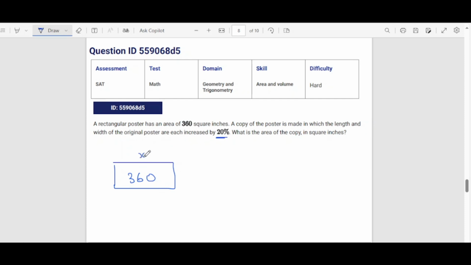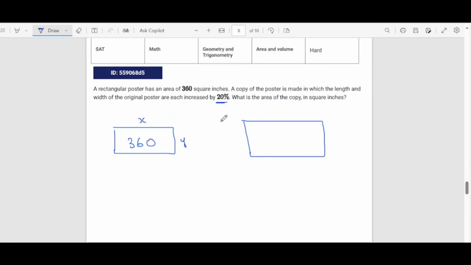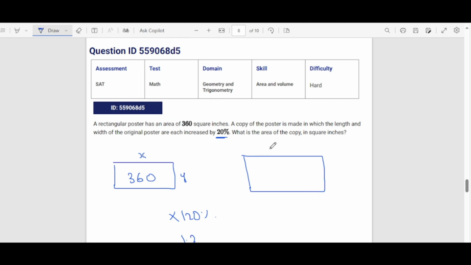So let's just denote this as x and this as y. All right, so they're telling us they made another copy in which the length and width of the original poster are increased by 20%. Now, increased by 20%, what does this mean? This means that it has been multiplied by 120%, that is, multiplied by 1.2. Okay, so 1.2x and 1.2y.